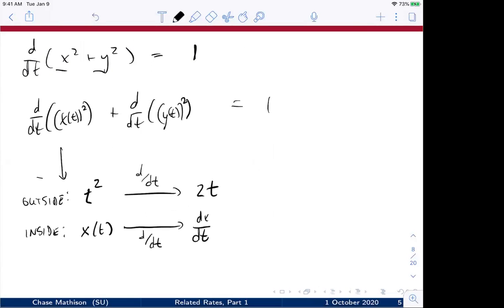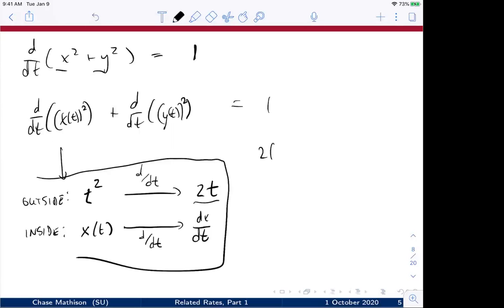So this is going to be some scratch work. This is going to tell me that the derivative of the outside at the inside is 2 times x of t, and then times the derivative of the inside, dx/dt. Plus, with y, we're going to get the exact same thing, but with a y: 2 times y of t times dy/dt.